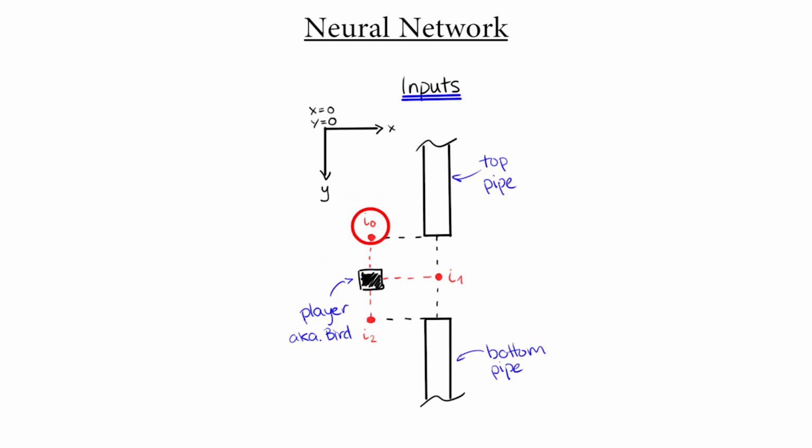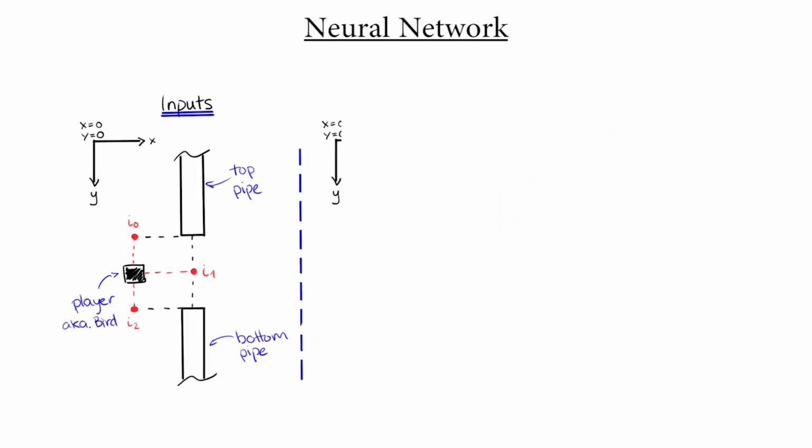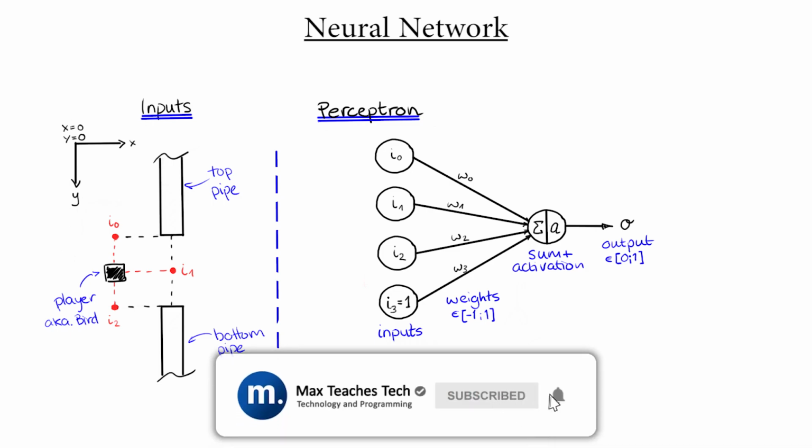The inputs I0 and I2 tell the player how far away he is in a vertical direction from the top pipe and the bottom pipe respectively. And the input I1 tells the player how far away he is from the pipes in a horizontal direction. Using these 3 input values, we want to generate one output value that tells the player to either flap, so jump, or not to flap, or not to jump. To generate this output value from the input values, we're going to be using a neural network, and we're going to be using the simplest possible neural network, which is called a perceptron.